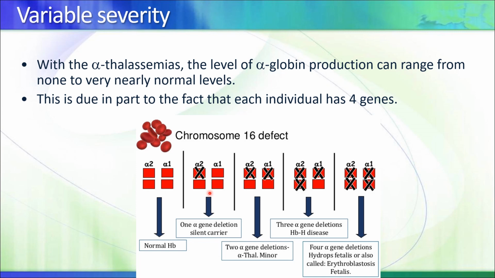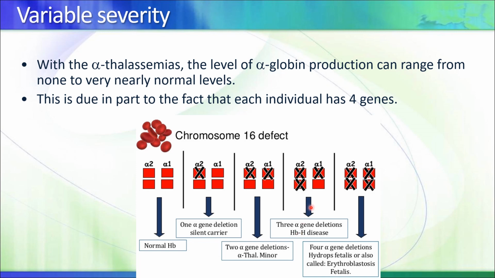So you would have 3 genes that are active, or you can have 2 that are deleted, or 3, or all 4. That would result in variable severity. For example, you can have people with only 1 gene deleted. These are known as silent carriers. Okay, so they do not complain from anything. Now, if 2 are mutated, this is known as alpha thalassemia minor. If you have 3, then this is known as HbH disease.